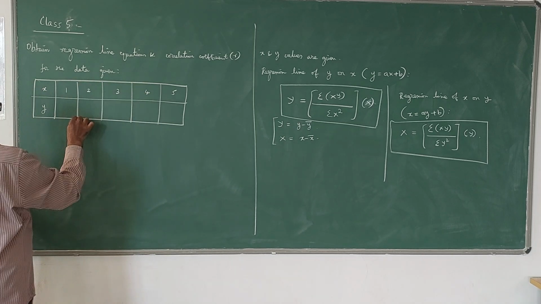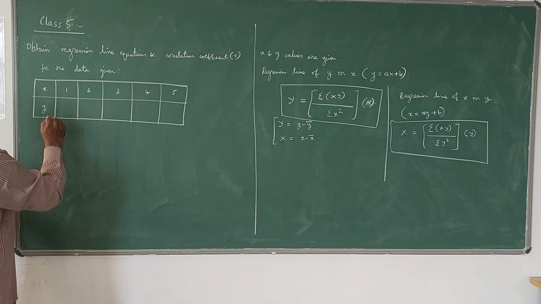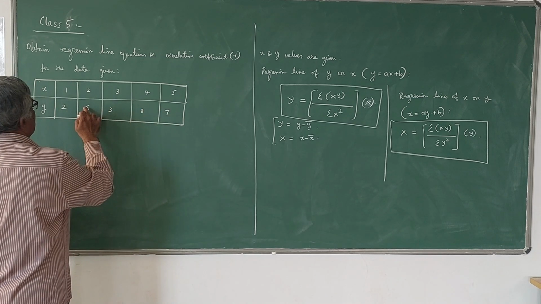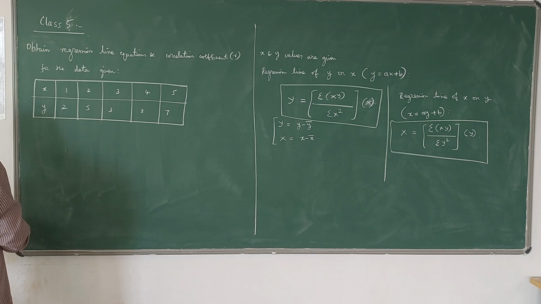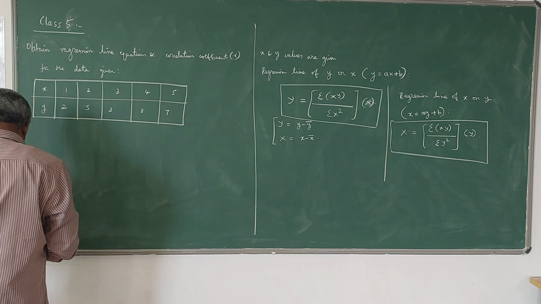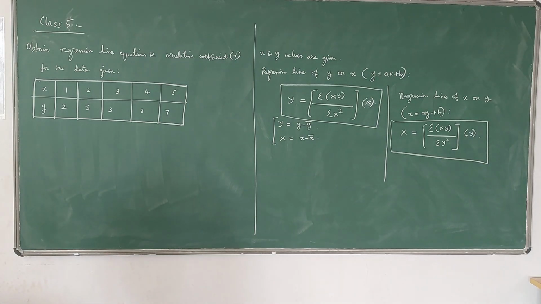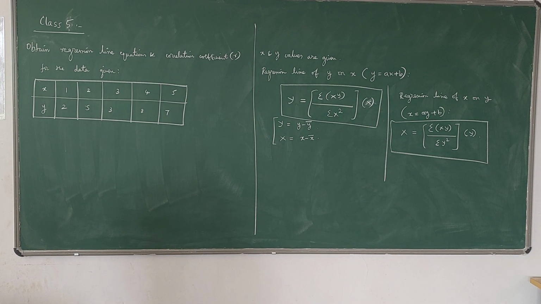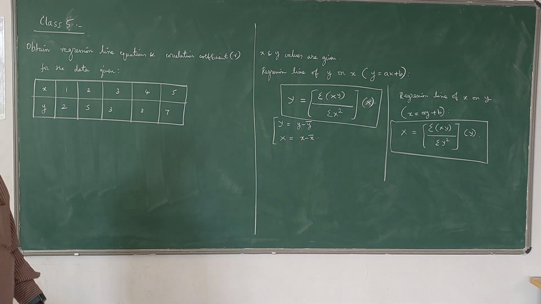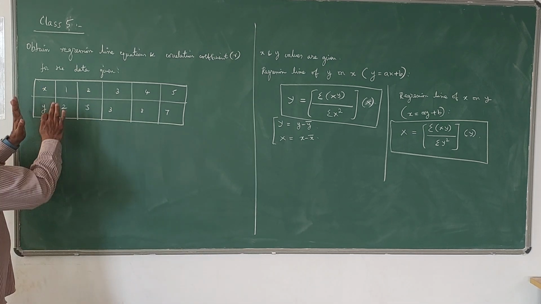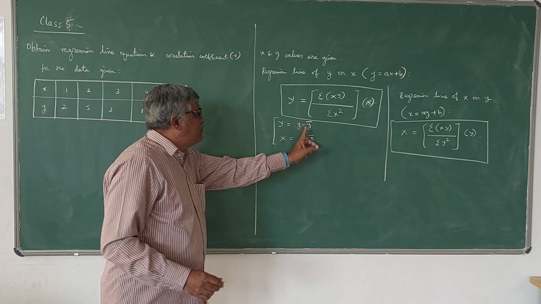Y values, corresponding y values are 2, 5, 3, 8, 7. Now let us find out the two regression lines and also the correlation coefficient R. First, we have to find the average values, x bar and y bar.